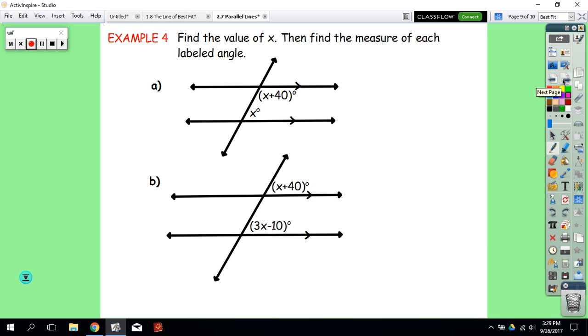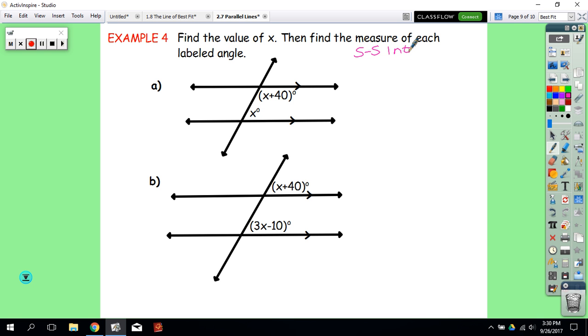All right, and last but not least, we want to find out what the value of x is and then find the measure of each labeled angle. So the first thing that we have to do is decide what kind of angles these are and what their relationship is. If we look at these two, they're on the same side of the transversal and they're on the inside of the line. So that means that they're same side interior.